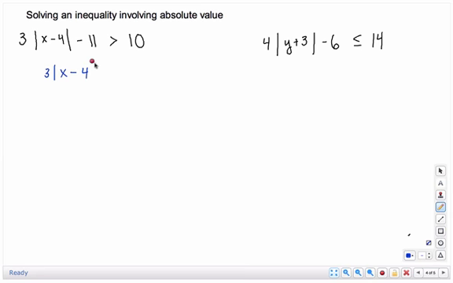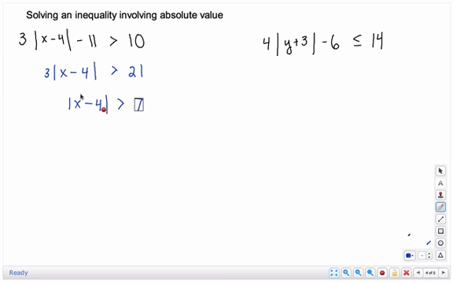Okay, got to put my absolute value symbol in there. Now I can do the greater than symbol. And we're at 11, adding 11 to both sides, so that gives us 21. Now we're going to divide both sides by 3. So when we divide this whole thing by 3, the 3's cancel. Leaves me with just the absolute value of x minus 4, and that's going to be greater than 7.